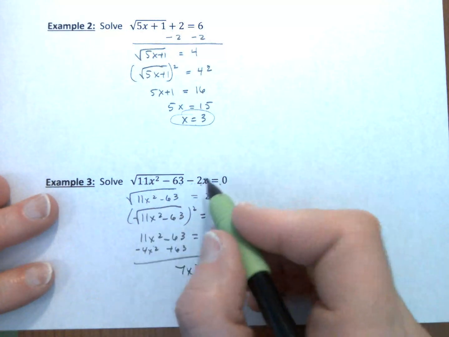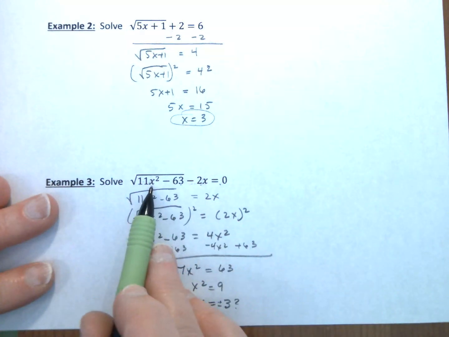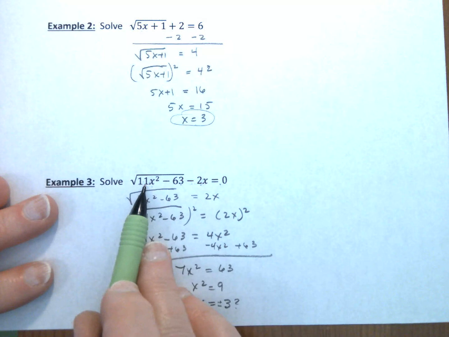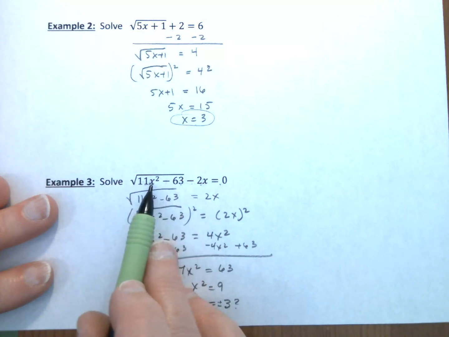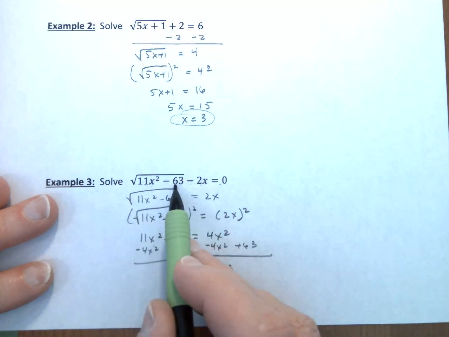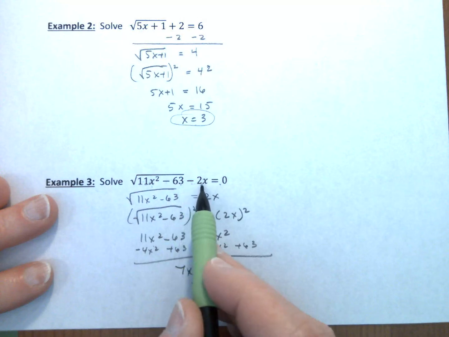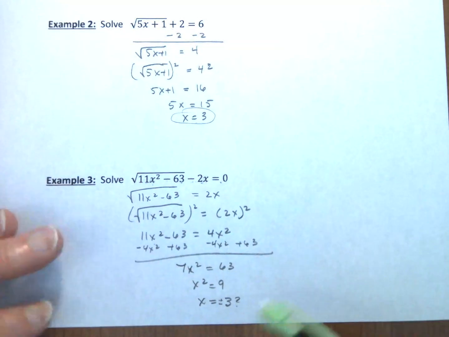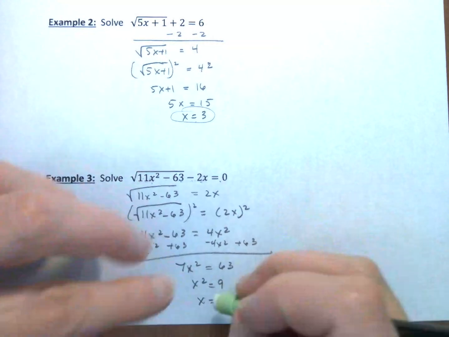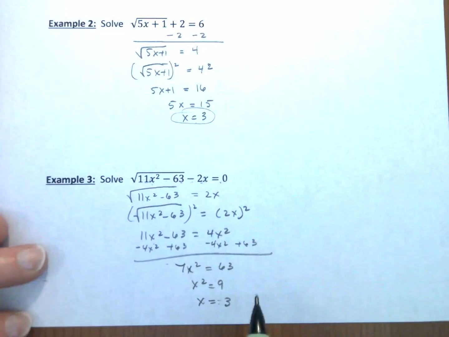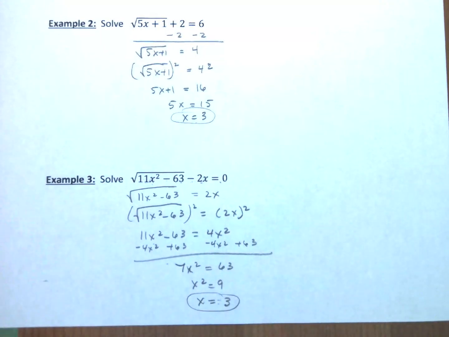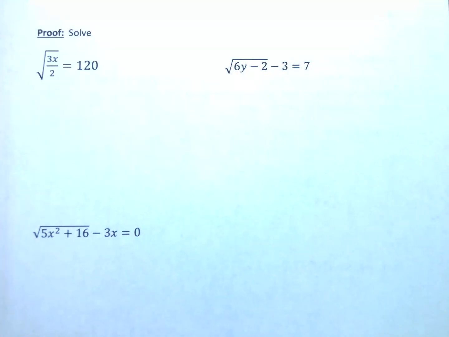If I had negative 3, this would still be 9. 99 minus 63 is 36. Square root of 36 is 6. But this would then become 6 plus 6, which is not 0. So in this case, only the positive works. You need to check them both. Okay, so don't just say, oh, well, it's plus or minus 3. You need to make sure that you check them both. Okay, let's look at our proof now.